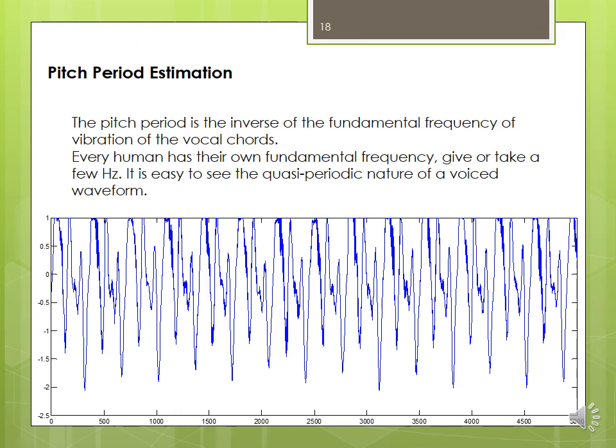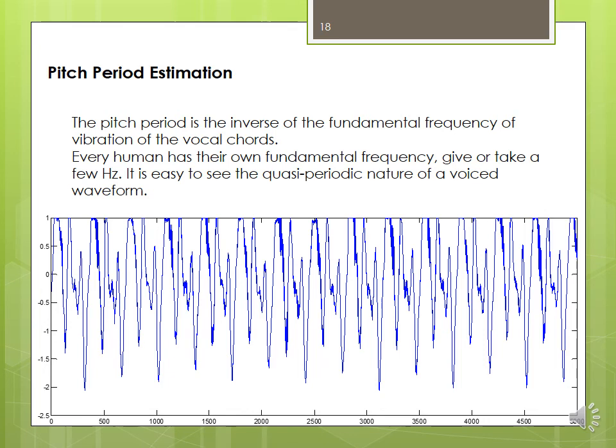Now, pitch period estimation. Pitch period is the inverse of the fundamental frequency. When you zoom into a particular signal, for example, this shows just 5,000 samples, you see there is some nature of periodicity. We call this quasi-periodic, which means pseudo-periodic. We have a periodic nature in it. This I think is the recording of the word 10. I just zoomed into a particular location which had some voiced speech.